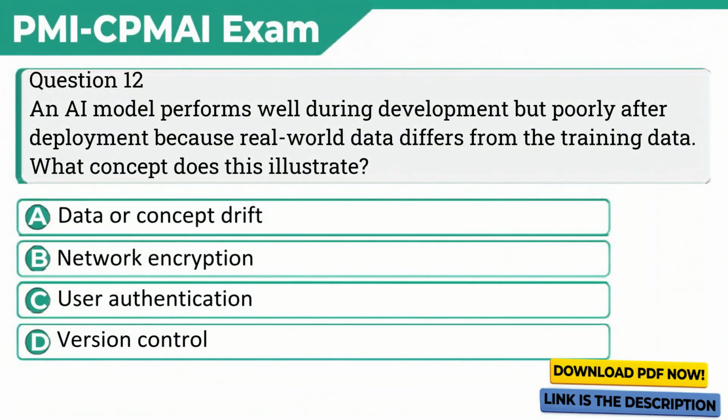Question 12. An AI model performs well during development, but poorly after deployment because real-world data differs from the training data. What concept does this illustrate? A. Data or concept drift. B. Network encryption. C. User authentication. D. Version control.